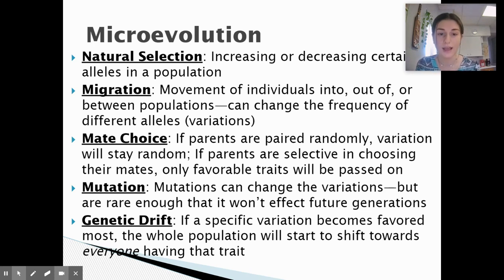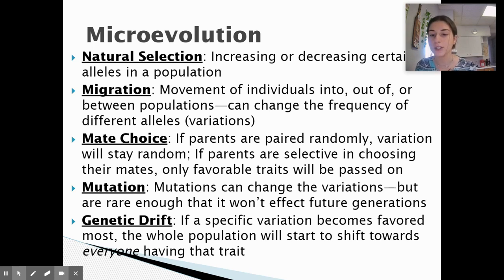Next, we have mutation. Mutations can change the variations, but are rare enough that they won't affect future generations. We can have a mutation in one generation, but because these mutations are so rare, they probably will not affect future generations. And lastly, we have genetic drift.